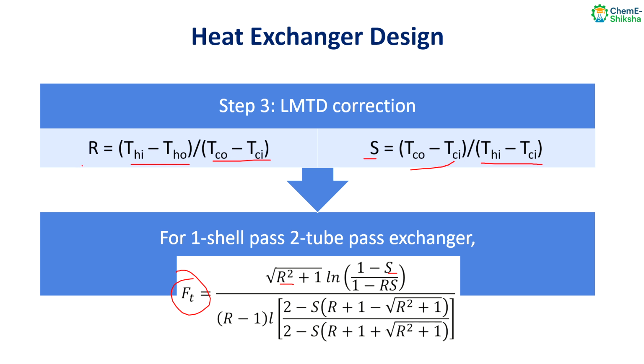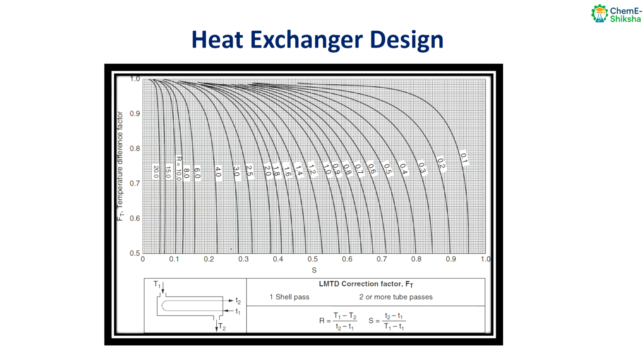So if we know the R and S values and the number of passes, like here it is one shell pass and two tube passes, for that this is the Ft equation. Now from this chart as well we can calculate the correction factor Ft. This chart is for one shell pass and two or more tube passes. There are also charts for multiple shell passes. So this is the S value, these are the R values. So let's say we have an R value of 4 and an S value of, let's say, 2.